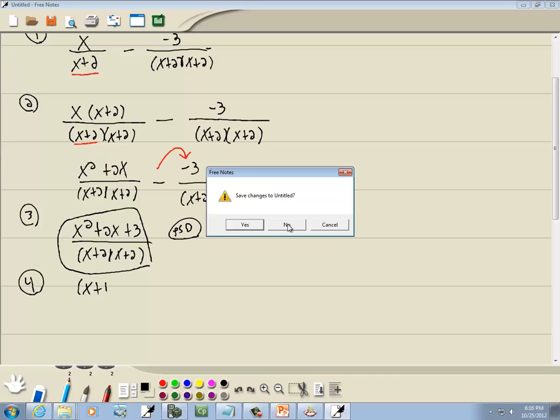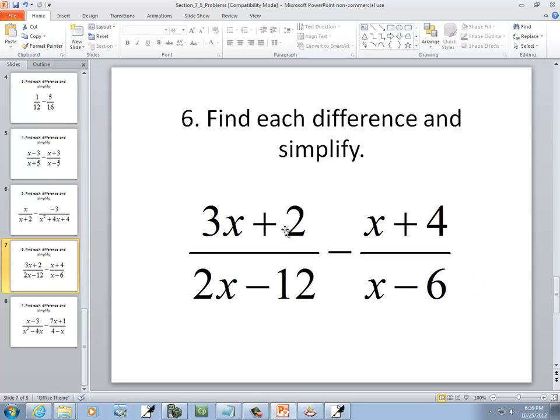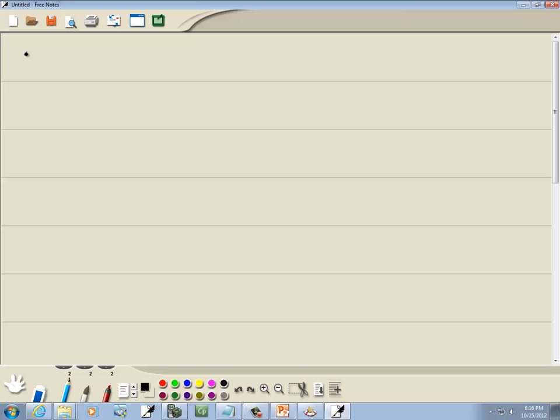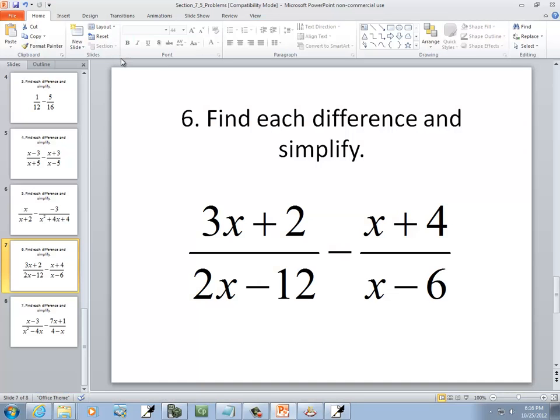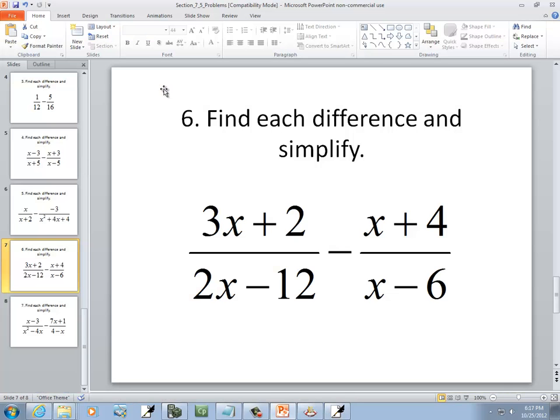Looks like it should factor. Huh. Let's look at this one. So we've got 3x plus 2 over 2x minus 12 minus x plus 4 over x minus 6.